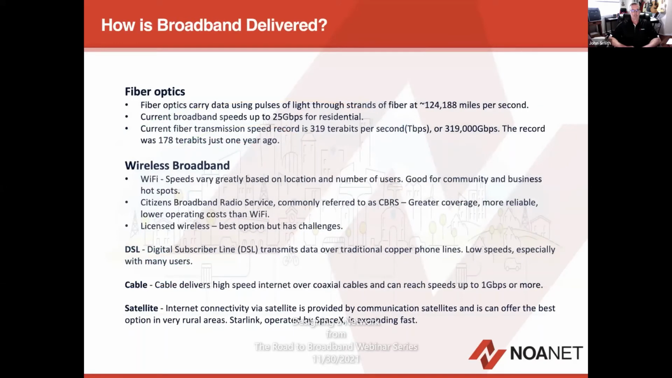So let's talk a little bit about how those speeds are delivered. So fiber, what is fiber? It's just glass, and it carries data via pulses of light through it. And if anyone's curious, it travels at about 124,188 miles per second. And for the real geeks out there, you'll notice that that's a little slower than light travels through a vacuum, which is 186,000 miles per second. But it's still fast enough to go around the Earth about 5 times in 1 second.